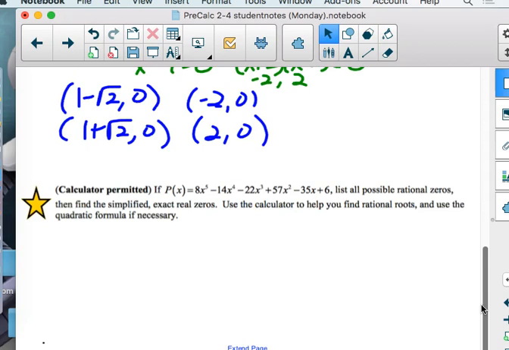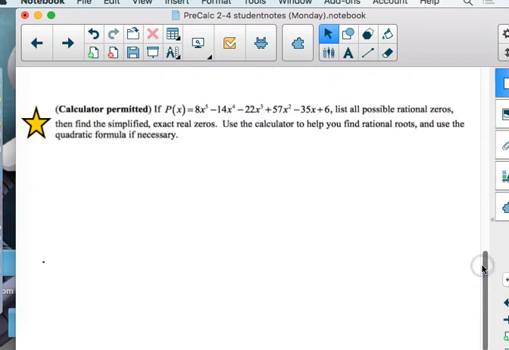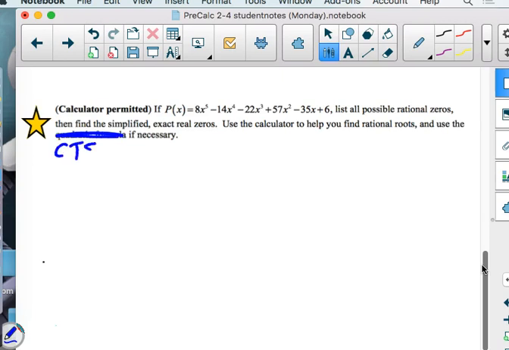This one, like it says, calculator permitted. If p of x equals 8x to the 5th minus 14x to the 4th minus 22x to the 3rd plus 57x squared minus 35x plus 6, list all your possible rational zeros. Then find the simplified exact real zeros. Use the calculator to help you find rational roots. And use the quadratic formula if necessary. Use completing the square if necessary. That's what we want to do. We want to get really, really good at that process of completing the square.